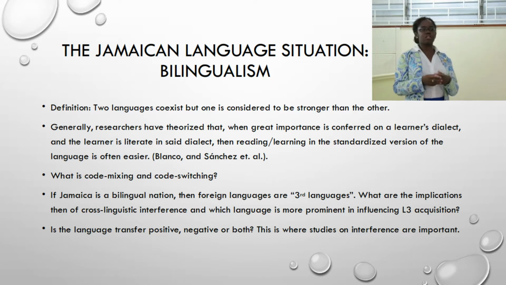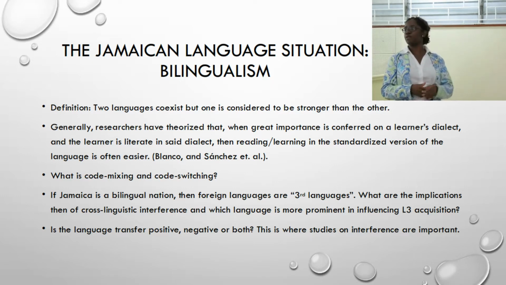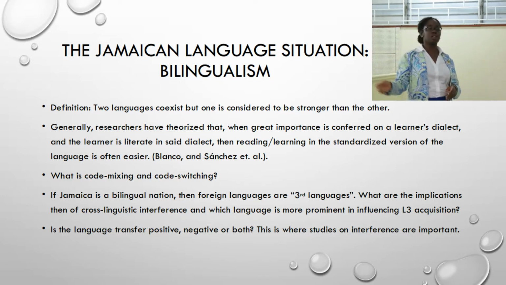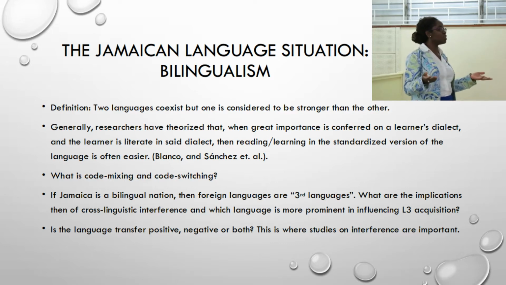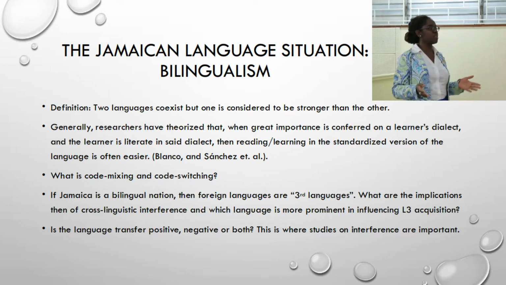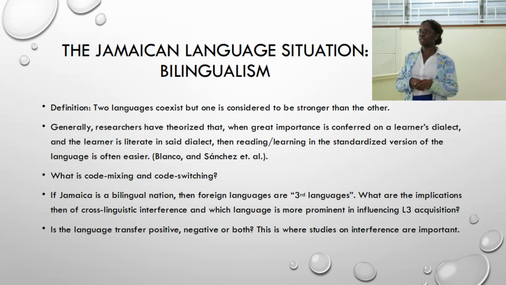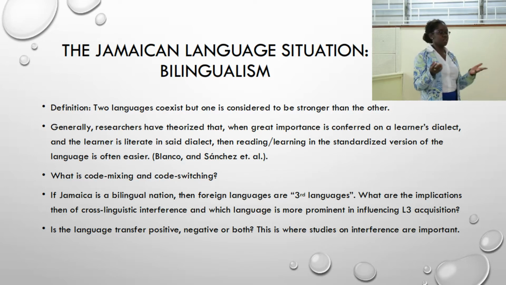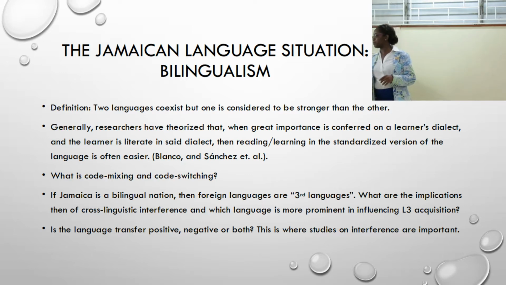And the implications then are different, perhaps, from cross-linguistic interference. Which one of the two languages that constitute the bilingualism is going to be more prominent in this interference with the third language? Another question is whether language transfer, which is another word they use for interference, is positive, negative, or do we have elements of both, right? So this is where studies on interference are needed.